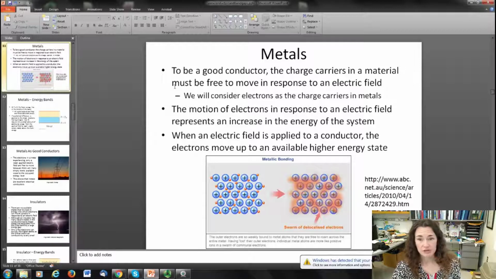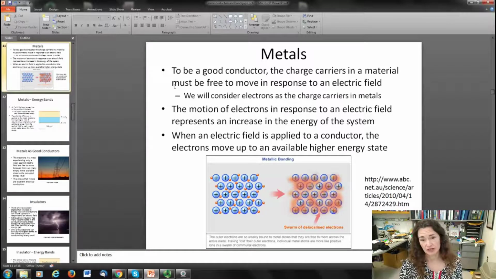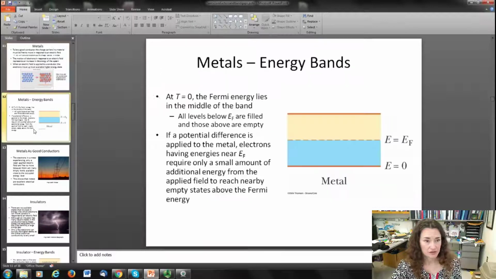So in metals, to be a good conductor, the charge carriers have to be free to move in response to the electric field. And the motion of the electrons in response to the electric field is increasing the energy of the system. And when the electric field is applied to a conductor, the electrons just move up to that next higher available energy state to move around. Basically, though, you could think of these electrons as free to just move wherever they want within the conductor, hence the free electron gas model of metals.